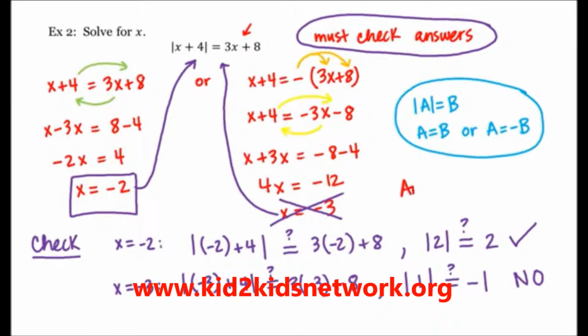So let's write that here then. Our answer is x equal to negative 2. And this is how we solve absolute value equations. Just be very careful to check your answers when that right-hand side is not a positive number. Thank you, and we'll see you next time.